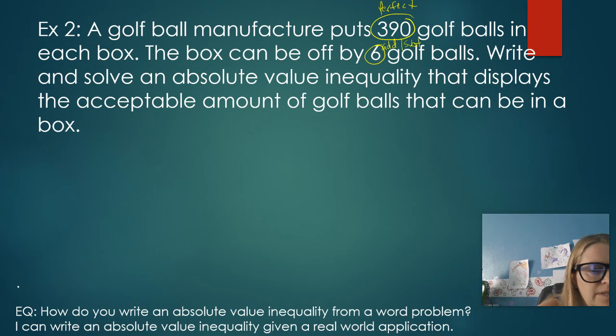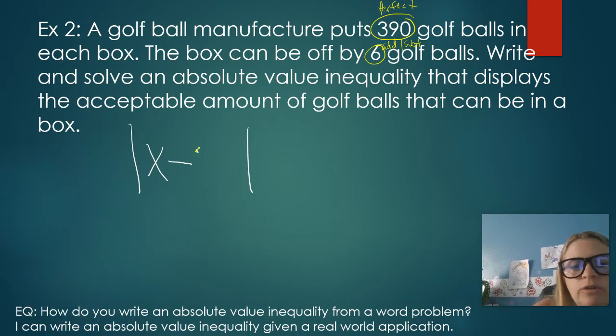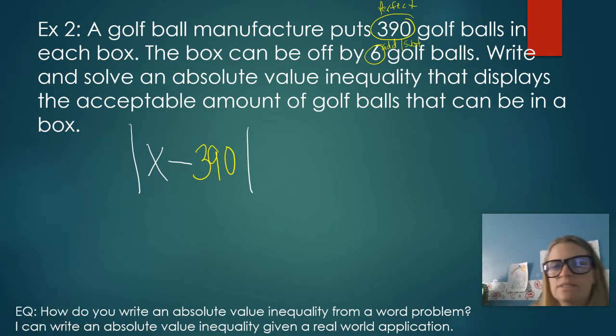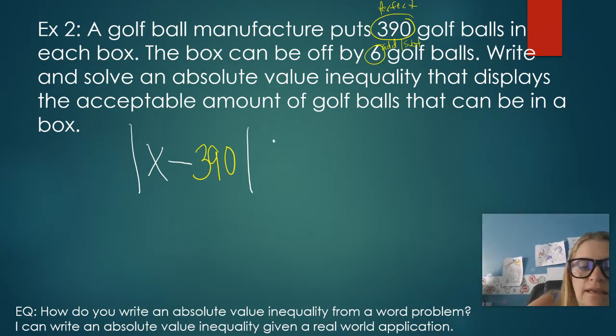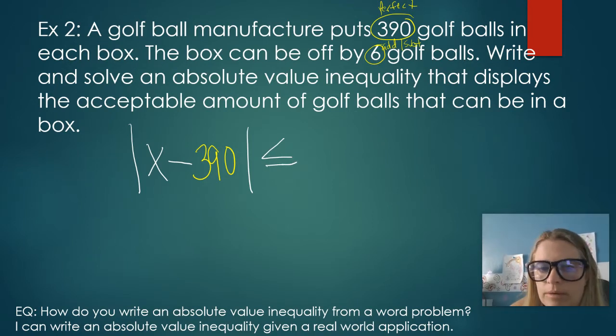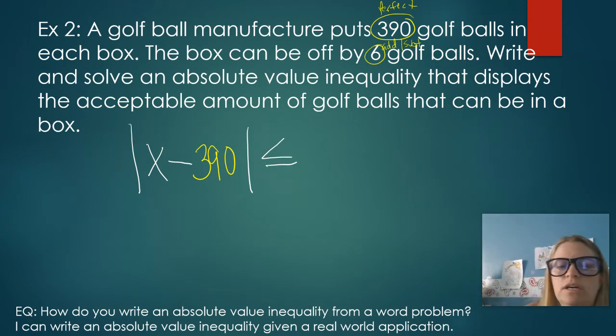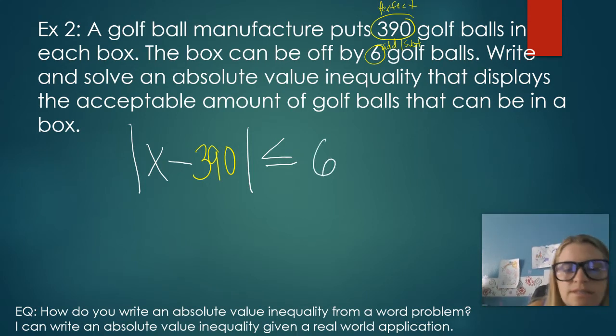Okay, so remember we always set it up with absolute value, x minus, and then the perfect amount. So 390 golf balls would be perfect. And since we know it's going to be a range where we add 6, subtract 6, we know that it's going to be less than. So it's going to be an and problem, less and, or greater or. So it's not going to be an or problem because that would fall out of that range. This is the one that's going to give us an and problem. And then we're going to put 6.